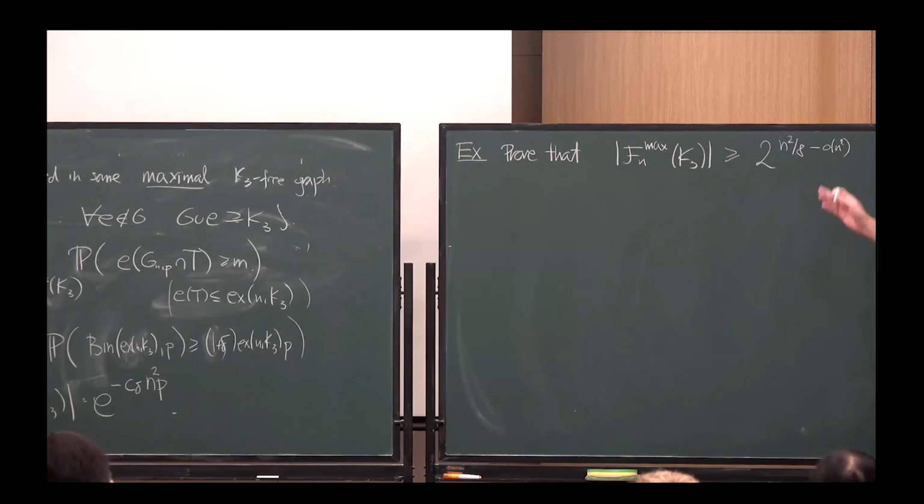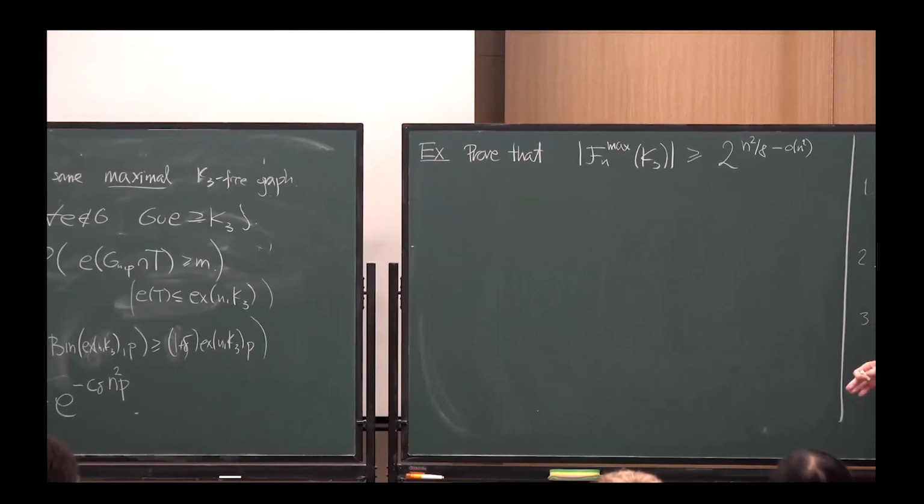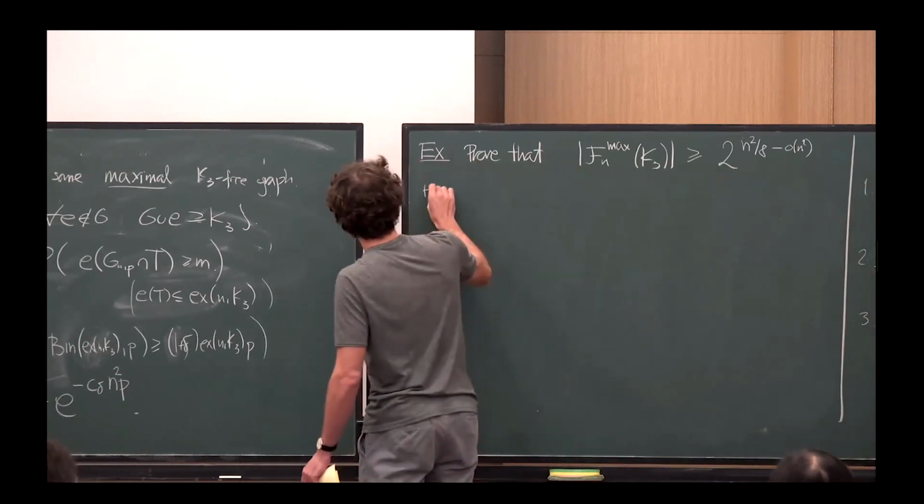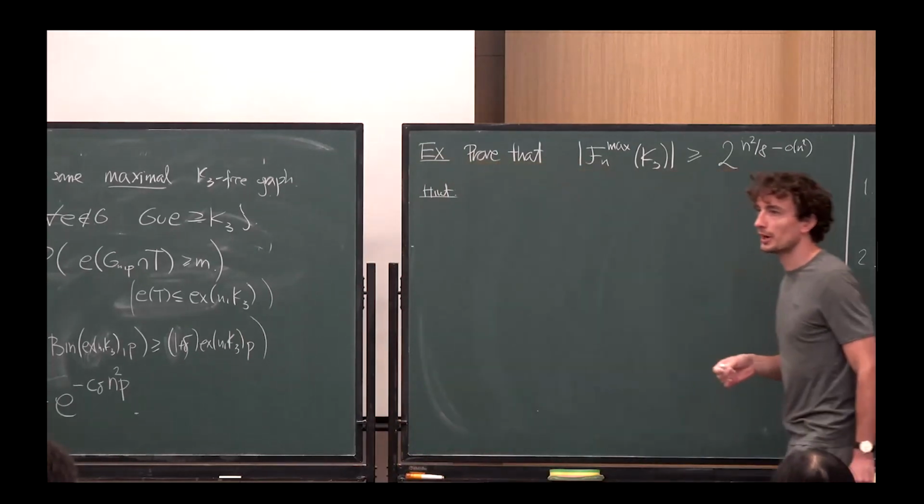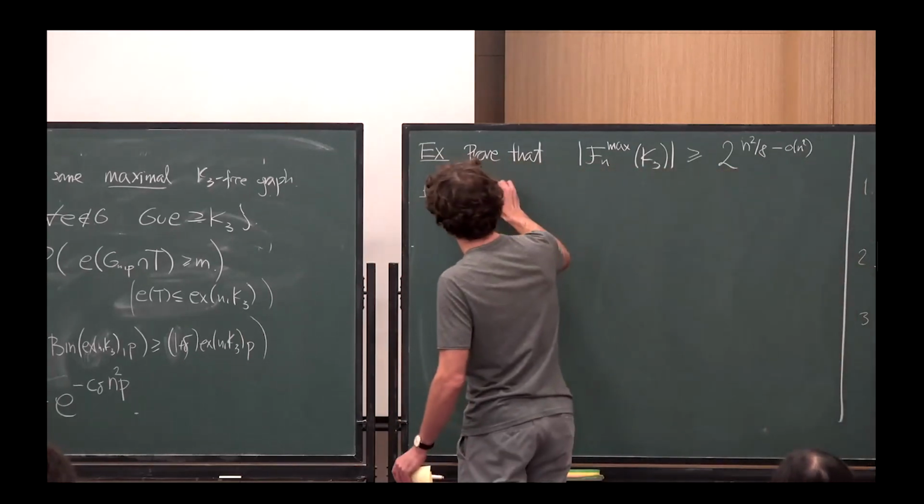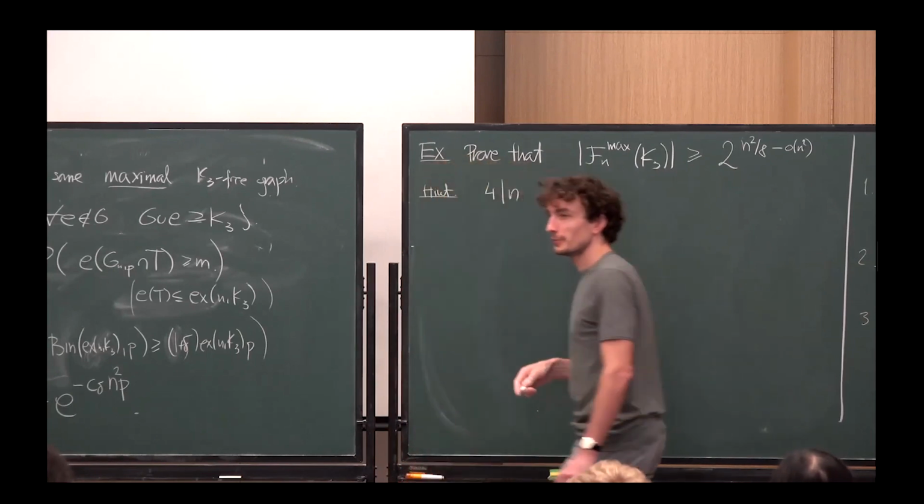And I mean, if I state it like this, it would be a very difficult problem, but let me tell you how to start. So hint, how do you find so many maximal triangle-free graphs? I will assume that n is divisible by 4.